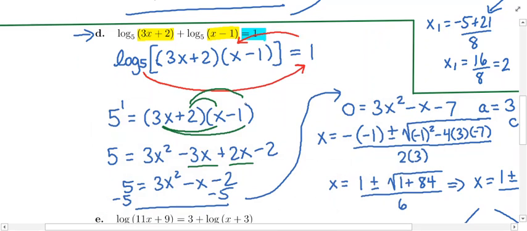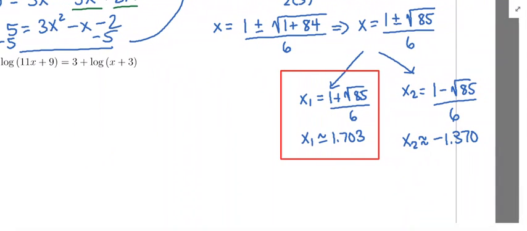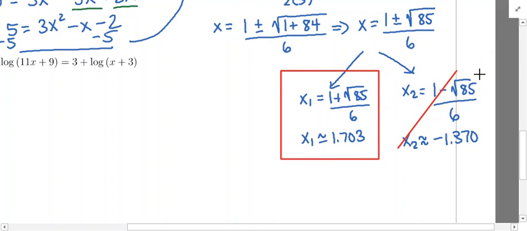If this answer did work in the first logarithm, you still would have to check the second logarithm. For a potential solution to ultimately be a solution, it has to work in all the logarithms in the original equation. So the second potential solution does not work. I'm going to scratch it out. This is the only solution to the original equation: 1 plus the square root of 85 all over 6, which is approximately 1.703.